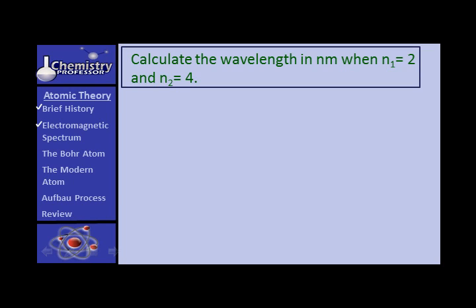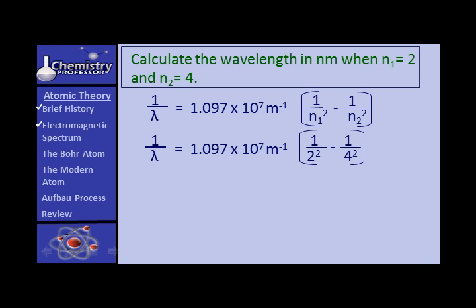Let's calculate the wavelength in nanometers when n sub 1 is 2 and n sub 2 is 4. We'll use the Rydberg equation. 1 over lambda is equal to 1.097 times 10 to the 7th reciprocal meters times a quantity, 1 over n sub 1 squared minus 1 over n sub 2 squared. All right, plugging it in. We know that n sub 1 is 2 and n sub 2 is 4, because we told you that in the problem.